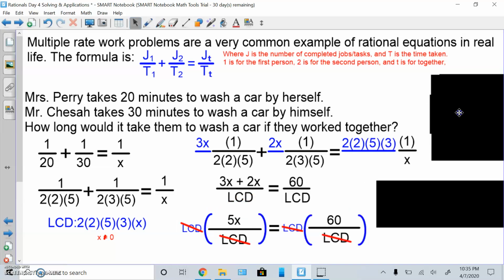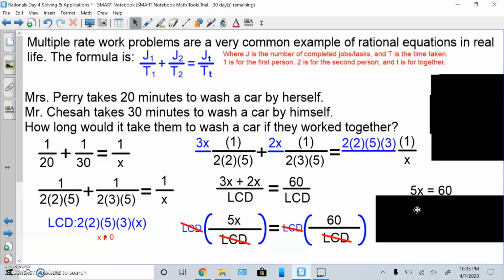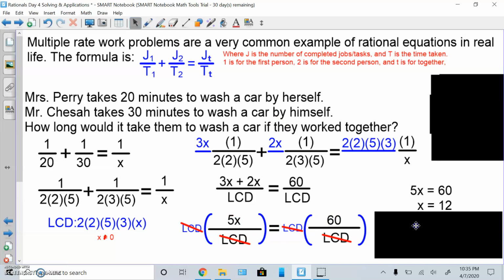which is both LCD. So those cancel out. And what's left at the top? We have 5x equals 60. That's our equation we're going to solve. It's linear. Get x by itself. Divide both sides by 5. You get x equals 12.